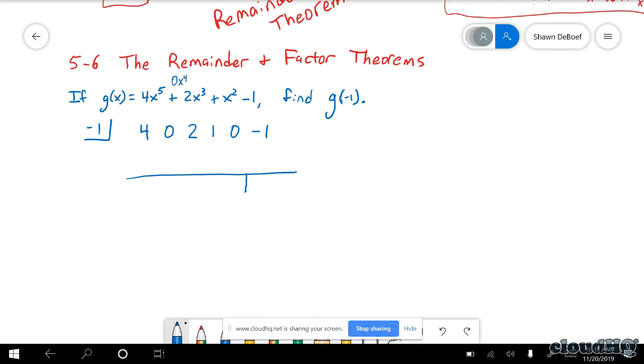So I have to include the 0 as a placeholder. Then I have x to the 3rd and x to the 2nd. I would expect an x, but I didn't have one. So that'd be a 0x, so there's another placeholder. And then finally my -1.